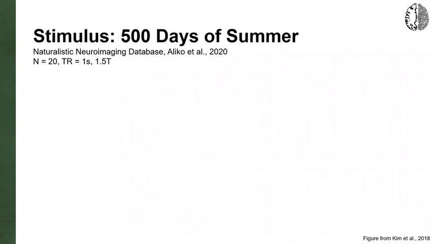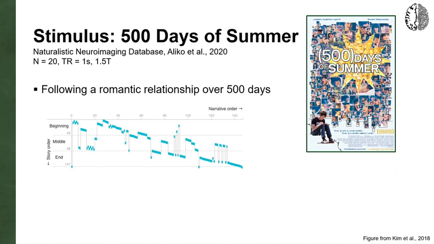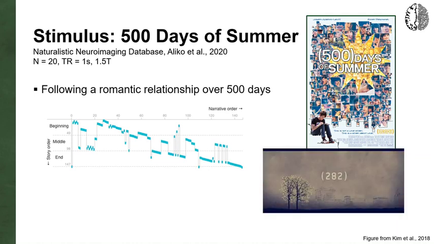To do this, we use the data associated with the movie 500 Days of Summer from the Naturalistic Neuroimaging Database. In this movie, we get to learn about a romantic relationship over the course of 500 days. But it does not do so chronologically. Instead, it jumps forwards and backwards in time using, importantly, time cues to tell the viewer when in the narrative timeline the next day will be taking place.